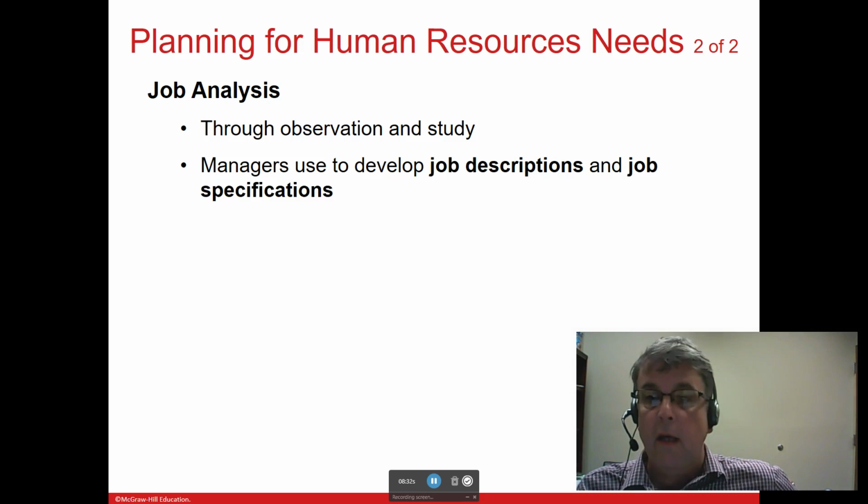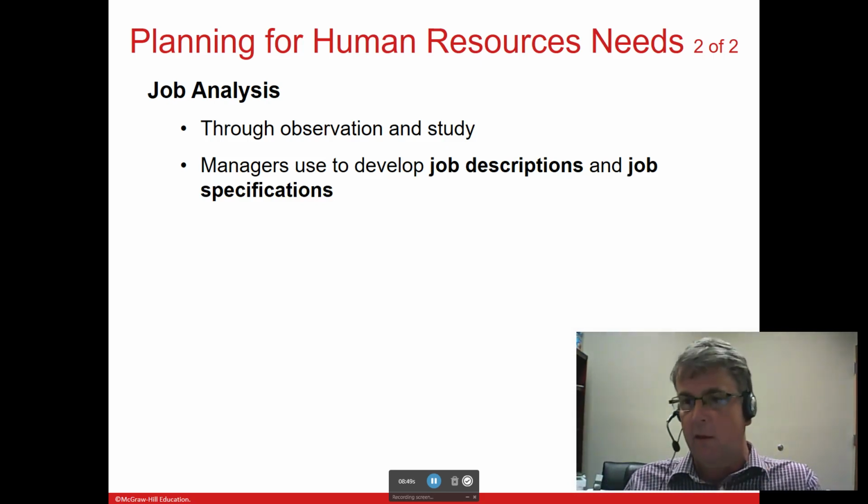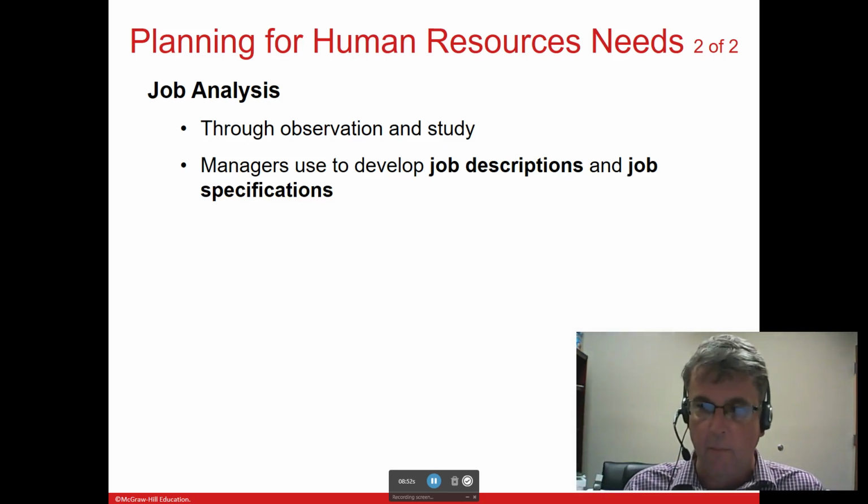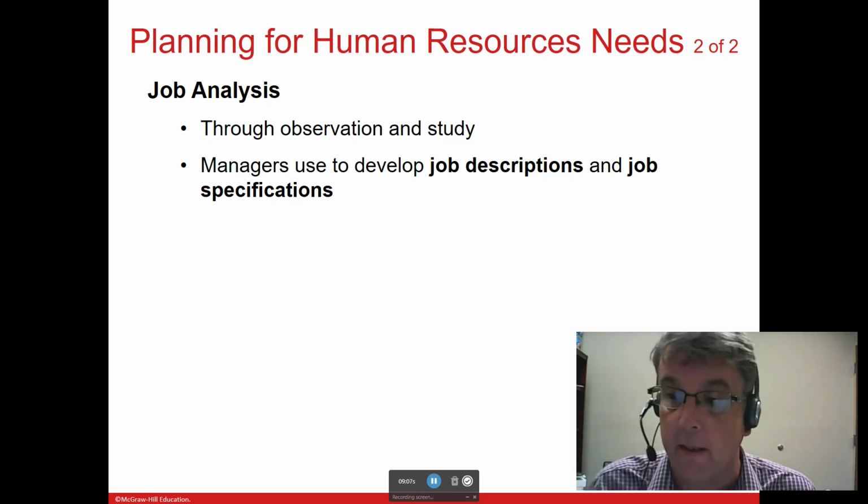Okay? If you ever apply for a job, you will see a job description. Here's what the job is. Here's what you're generally required to do. Okay? This is important for the firm. We need to know that certain tasks are assigned to certain people. It's also important to an employee. An employee needs to know what's going to be asked of them. Are you asking something of me that I don't want to do, or I am not capable of doing?